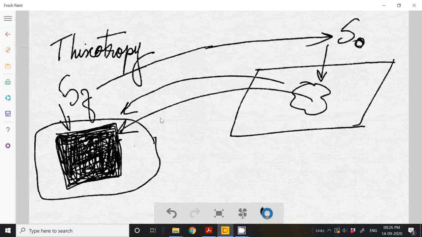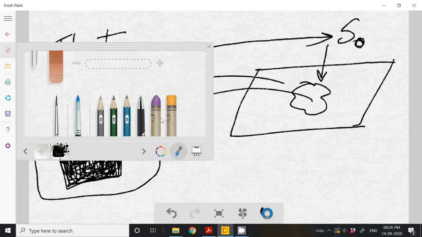It tries to get back its strength, S0, when we leave it undisturbed. Okay, we just leave it alone. After doing the work, we just leave it alone. And then it tries to regain its original strength, which it had in the site. And that property is called thixotropy. So I'm just repeating it once again.